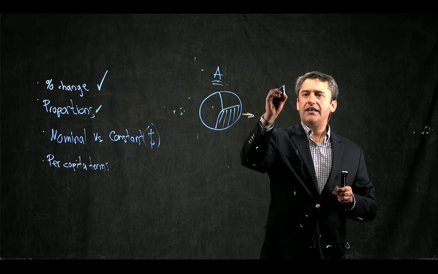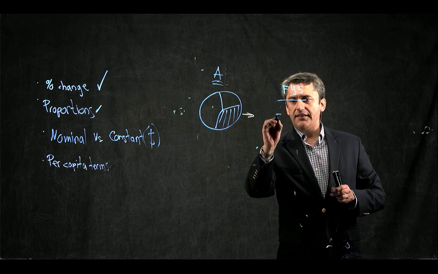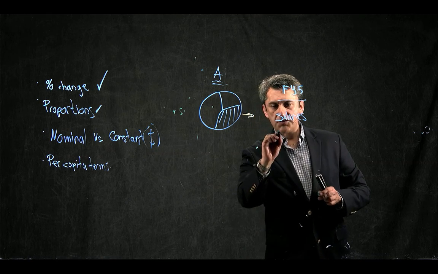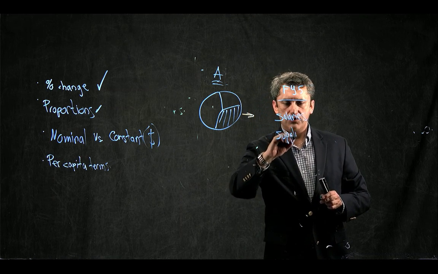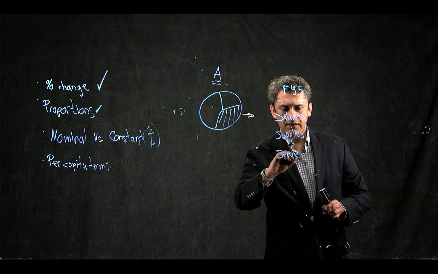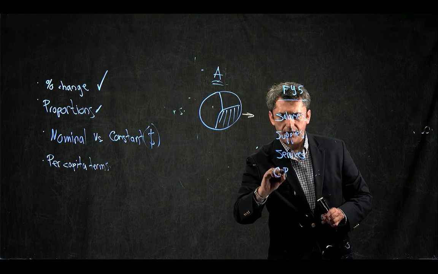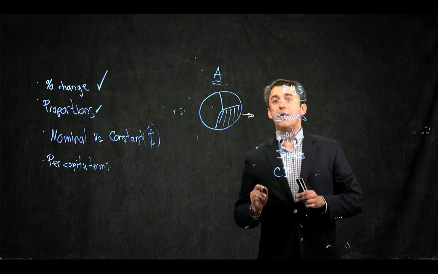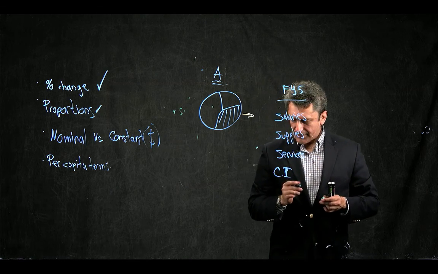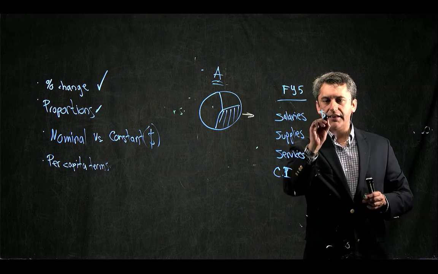Let us assume that in a particular fiscal year, let me call it fiscal year 5, we have a spending category that is called salaries. We have another spending category that is called supplies. Then we have one that is called services. And then we have another one that is called, let me put CI, which is going to stand for capital improvements. Think about these four categories as 4 line items. Each of these line items is going to have a number that is represented in dollars.